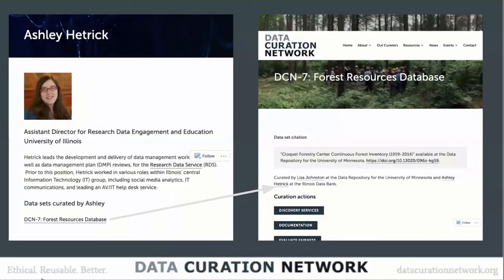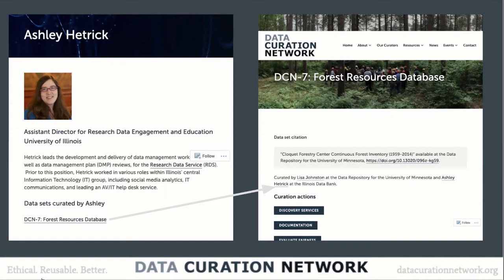And then once the curator has worked with the data set and it's gone back home and been published, we want to let people know about it. We have a website with all of our data curators' profiles, and we are keeping track of the data sets that they curate. In this case, Ashley from the University of Illinois worked on a forestry database for the University of Minnesota, and we're pointing back out to that data set where it lives, at its home institution.